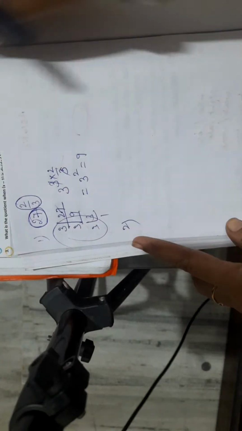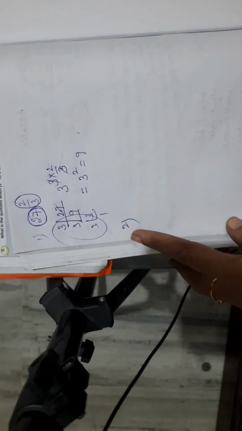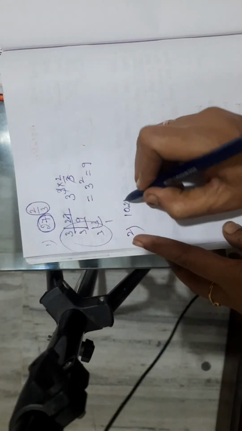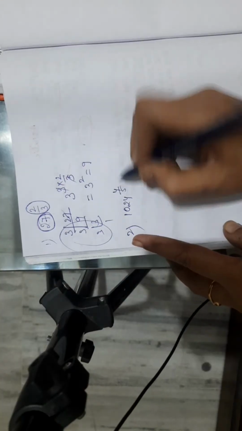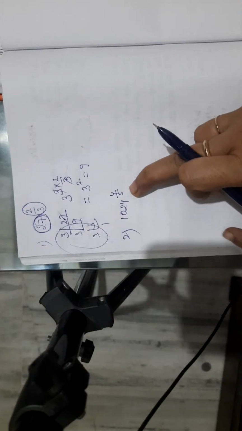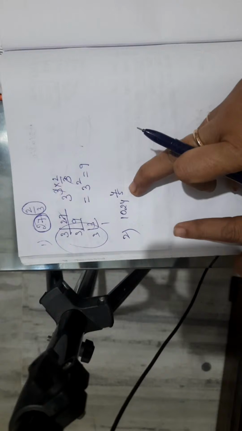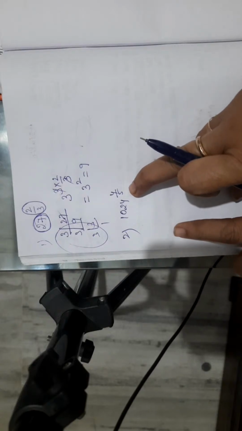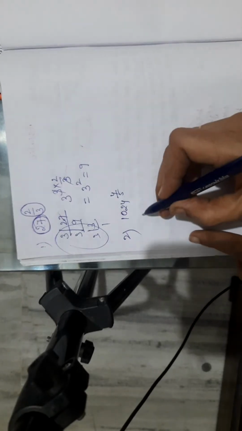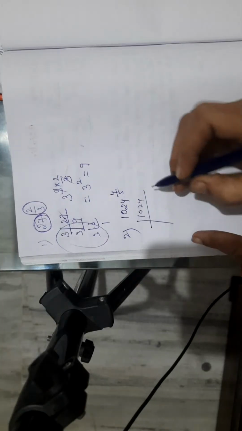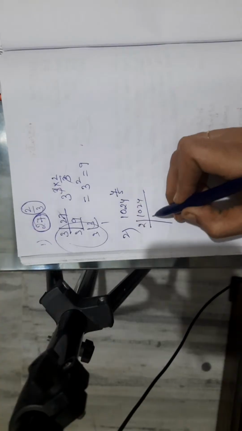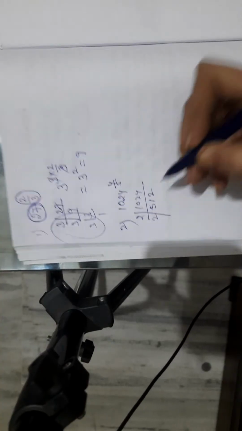Now the second question, where it is given 1024 raised to 4 by 5. This denominator will indicate which root is to be taken. So first you find out the prime factors of 1024. 4 plus 2 is 6, 6 plus 1 is 7, so it will not come in the 3 table. So let's start out with 2. 2 5s are 10. 2 1s are 2, 2 2s are 4.